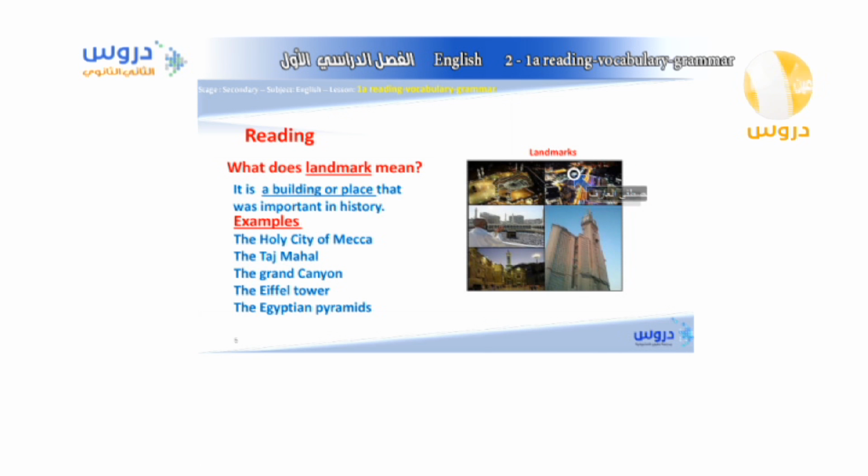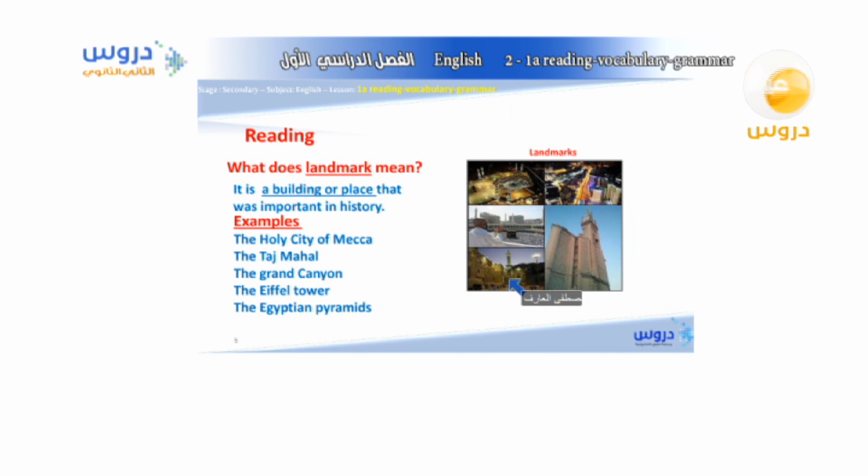Also, if we go to more landmarks, what do you see, Fahd, in this picture? What is this? This is Mecca al-Mukarramah. That's right. This is Mecca al-Mukarramah here. And this is also another road to Mecca al-Mukarramah. And these buildings are surrounding Mecca al-Mukarramah.